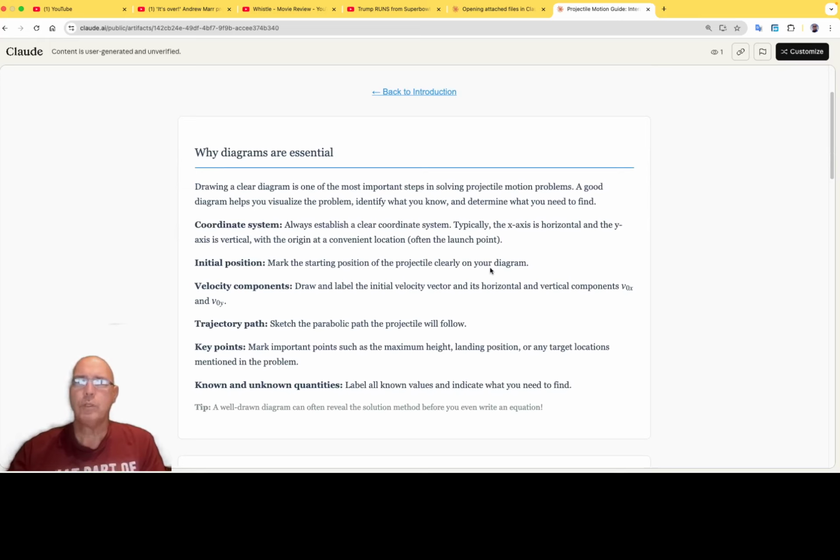Diagrams are as important, if not even more important, with projectile motion as they are in one-dimensional kinematics. We have to establish a coordinate system which involves identifying an origin or a place from which we are measuring the motion, such as its displacement. We have to know where the object starts, that will be our origin, and we have to split the velocity into two components, usually horizontal and vertical.